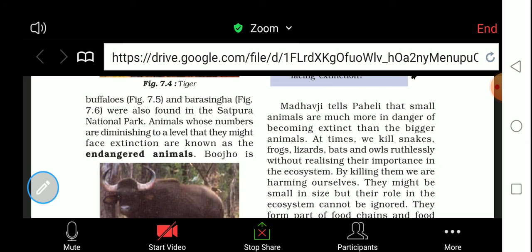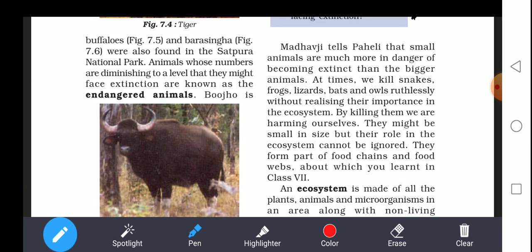So here these children are discussing that small animals are much more in danger of becoming extinct than the bigger animals. We can say, like a rabbit, some bigger animals catch these small animals and take them as prey. They hunt for prey. Human beings also go for hunting, and they are killing those small animals. So much more danger is faced by the smaller animals. So they are also at the stage of extinction from this universe.